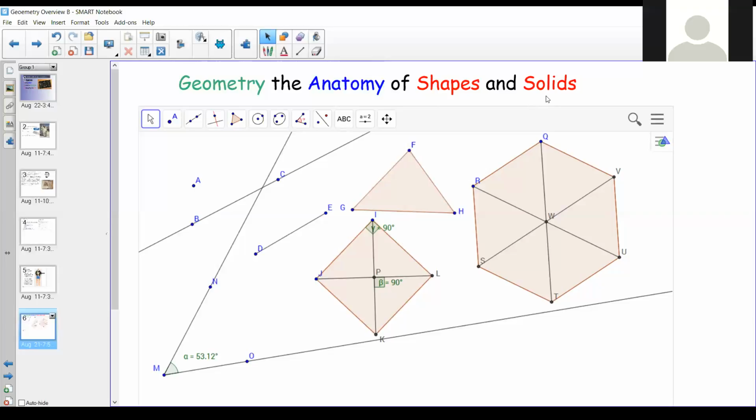A solid, can somebody name a solid? Anybody know what I mean by a solid? Give me a solid that we might study. If you don't, that's okay. Okay, good. A sphere. A ball is a sphere. A rectangular prism, like maybe a Kleenex box or something.